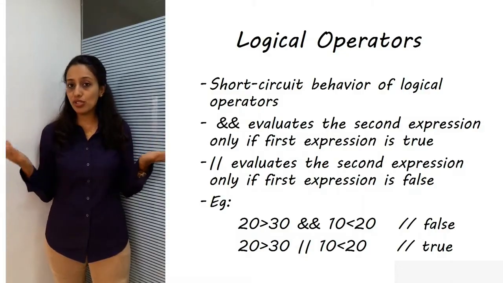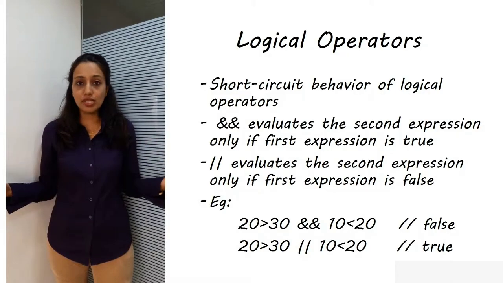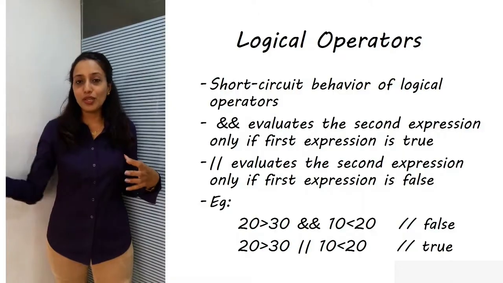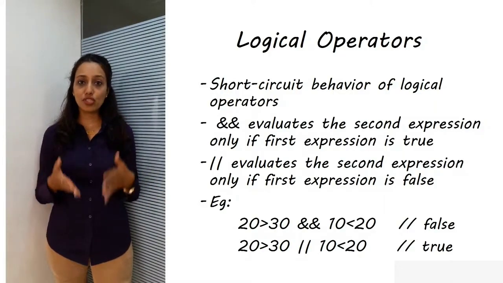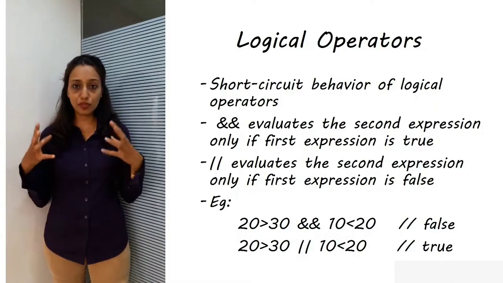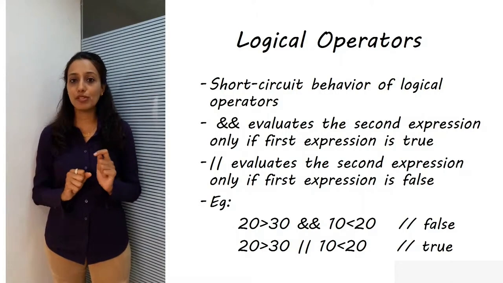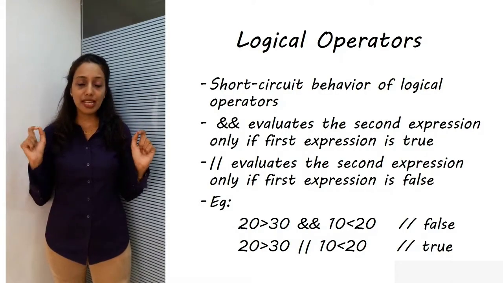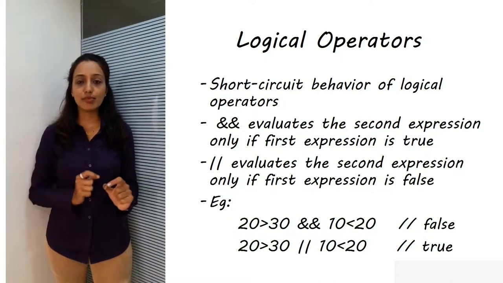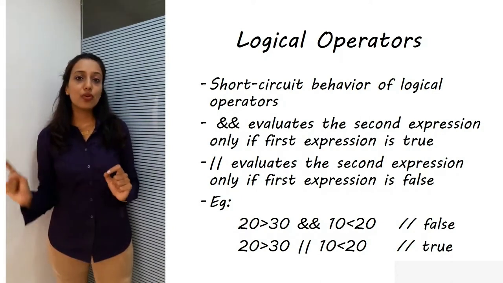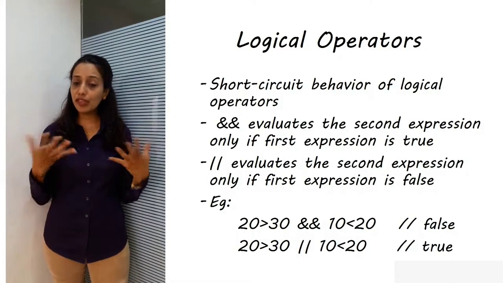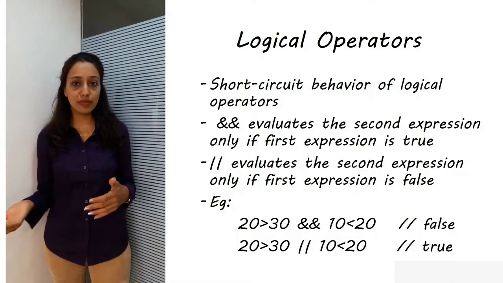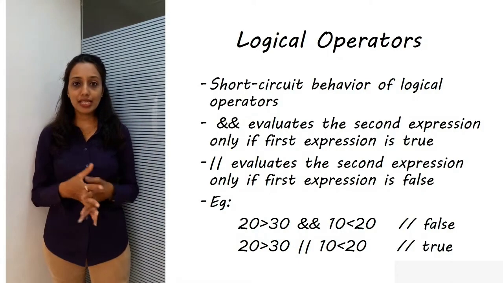If the first condition is false, it will automatically return false and will not bother to go to the second condition and verify. On the contrary, the rule of logical OR is that either of the two expressions should be true. So in case the logical OR finds that the first expression is false, only then will it go to evaluate the second expression to see if it is true or not. If the first expression was true, it will not go to evaluate the second expression.